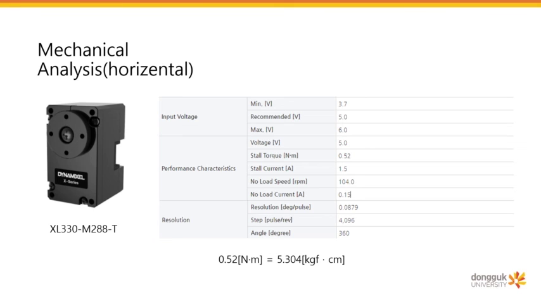A motor with a torque of 5.304 kg/cm that can safely withstand this torque value was obtained and selected to be installed.